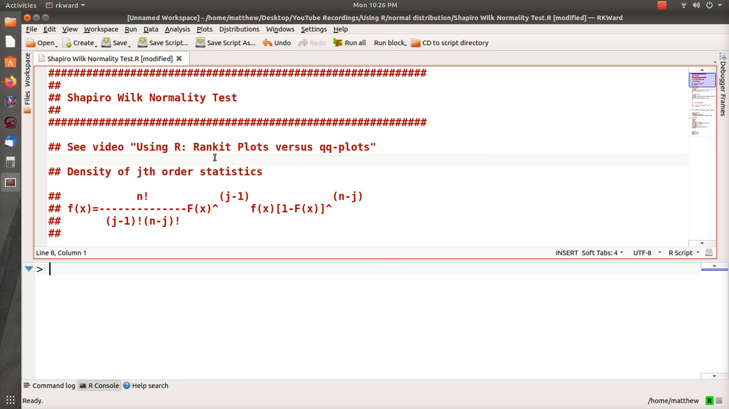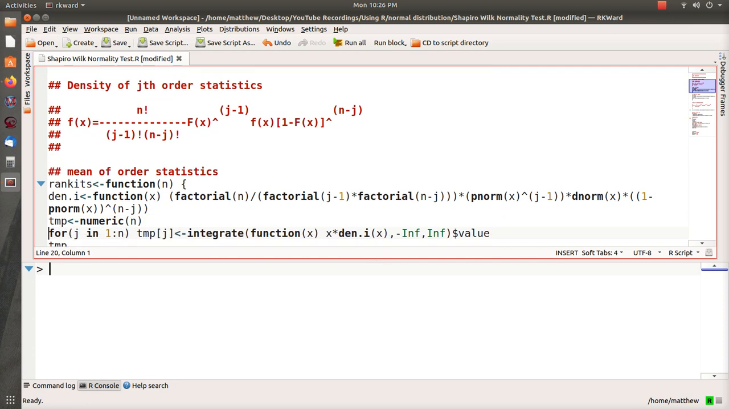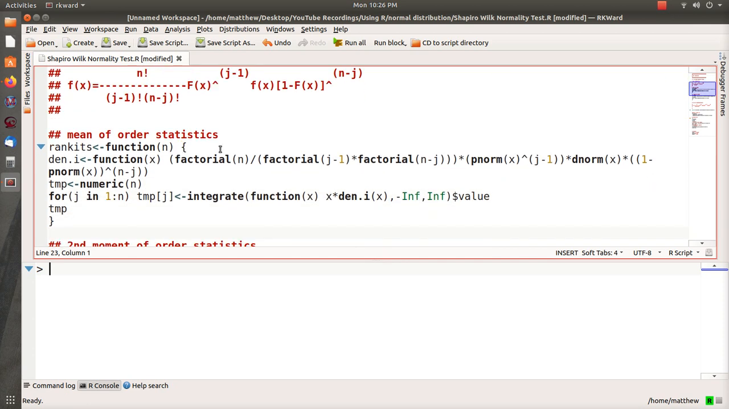And so we're talking about order statistics, so we'll need a density. So this is the jth density of an order statistic. And then I created a function to calculate the rankit. So a rankit is the mean of an order statistic from a standard normal distribution.